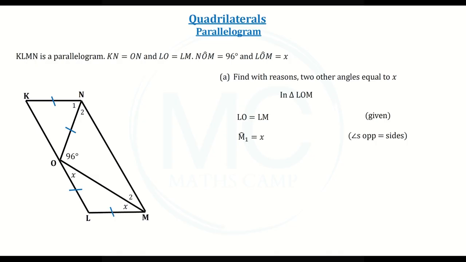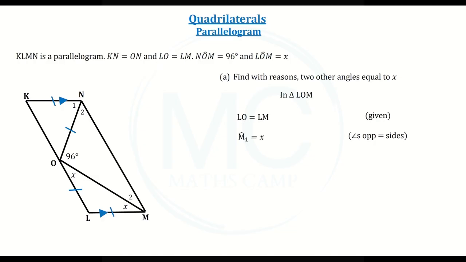But we know that we can use parallel and transversal lines to find angle relationships. The question tells us that KLMN is a parallelogram, and we know that parallelograms have two pairs of opposite sides that are parallel. In this case, KN is parallel to LM. So let's put a small blue arrow on KN and a small blue arrow on LM to show that they are parallel. We also know that KL is parallel to NM.